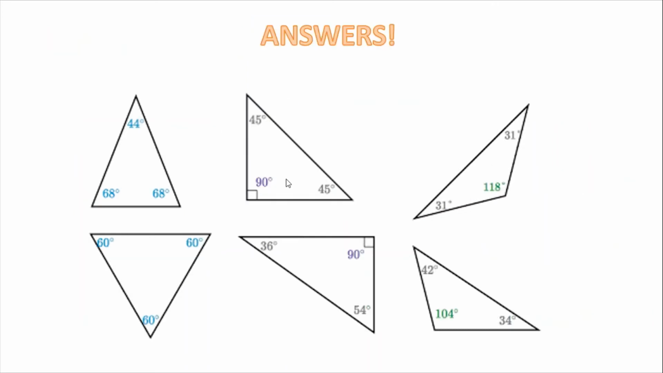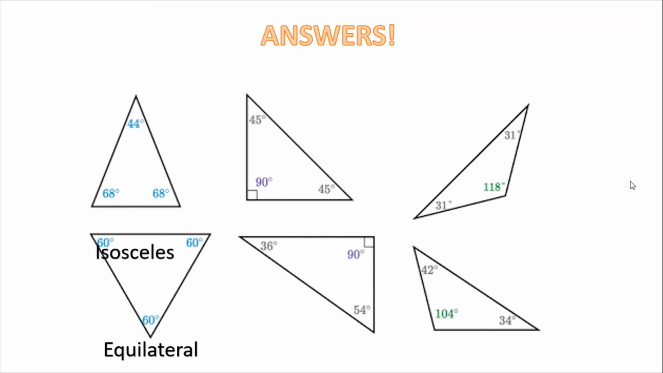Okay, so here are the answers. So first of all, let's see if we can find any equilateral triangles. There we go. We've got one equilateral triangle. All the angles are 60 degrees. That adds up to 180. Remember, everything is equal. It's an equilateral triangle.